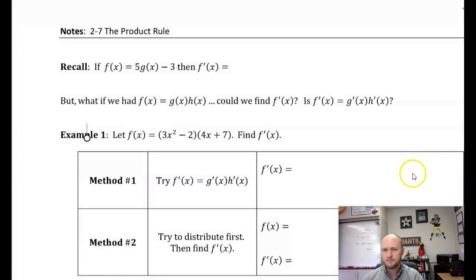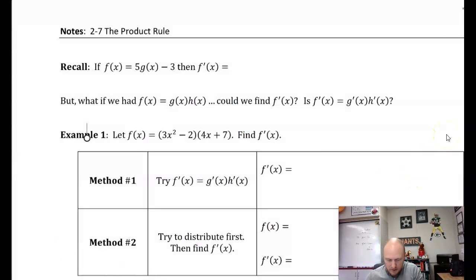This is 2-7 and we are going to talk about the product rule. I've taught you basic derivative functions such as the power rule and the derivatives of the other four important functions, and today we're going to encounter what if I have two functions multiplying together.